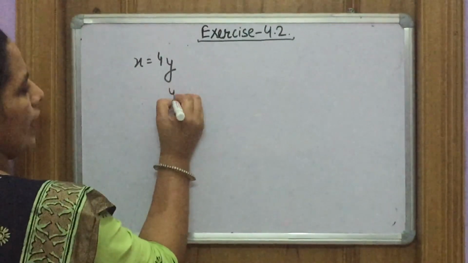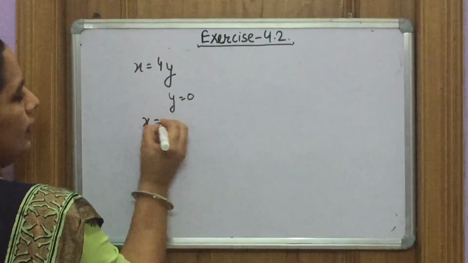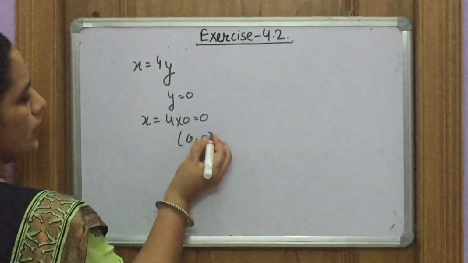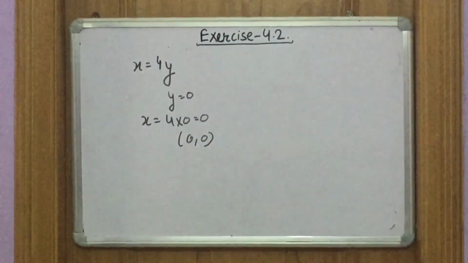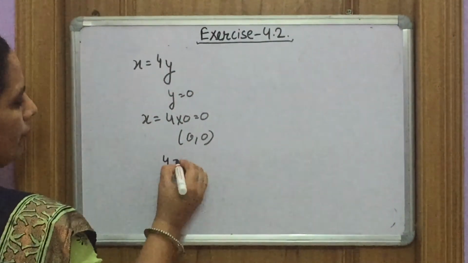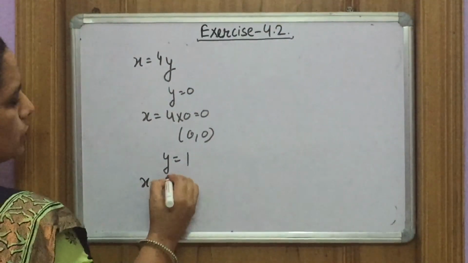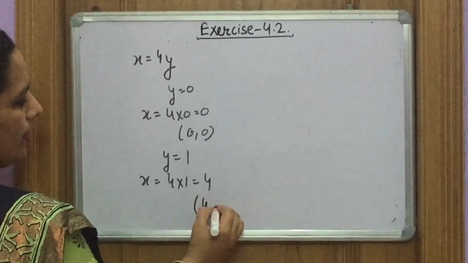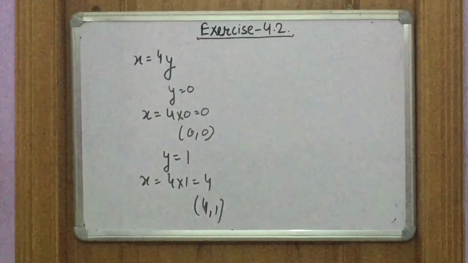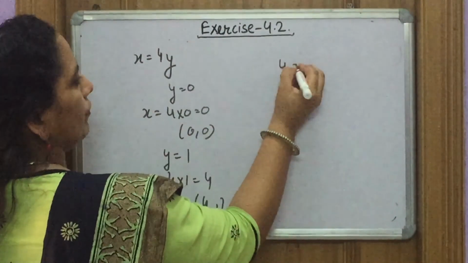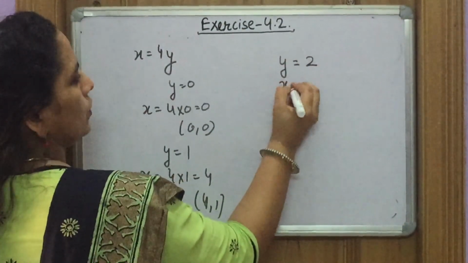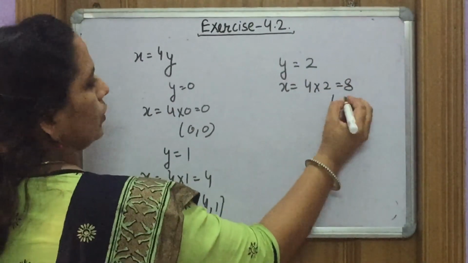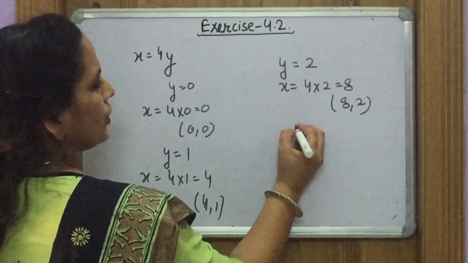If you put y is equal to 0, then x will also be equal to 0. So this is our first solution. Very easy value. Again, if you put y is equal to 1, x will be equal to 4. So this is our second solution. Similarly, if we put y is equal to 2, x will be equal to 8. So this is our third solution.